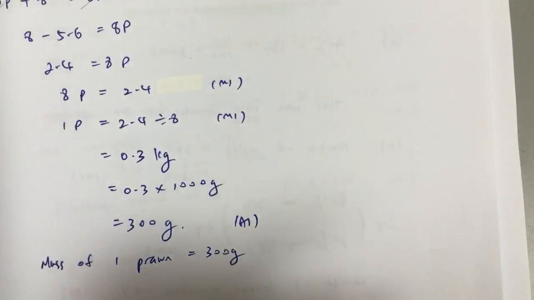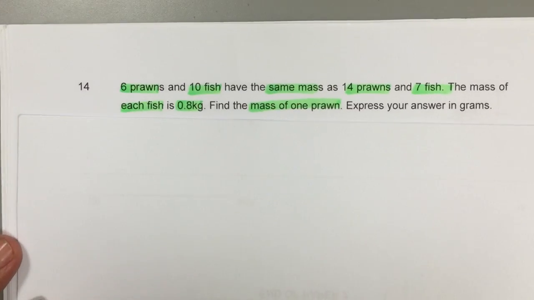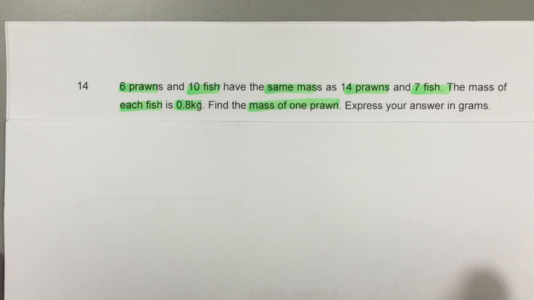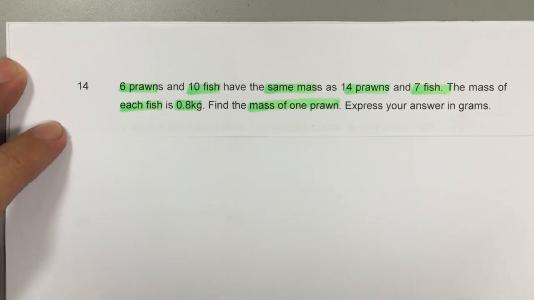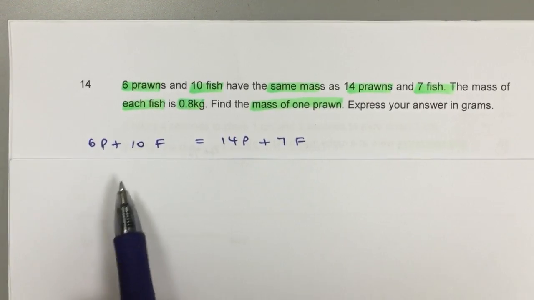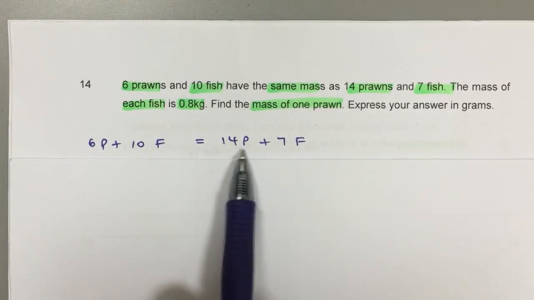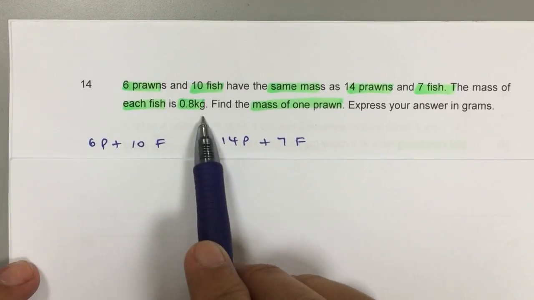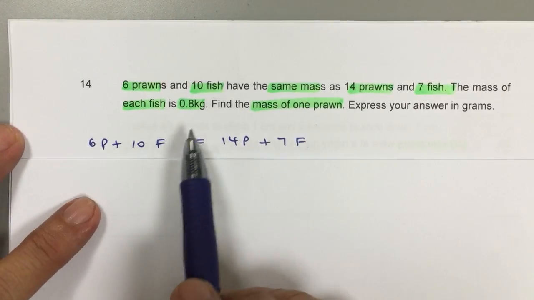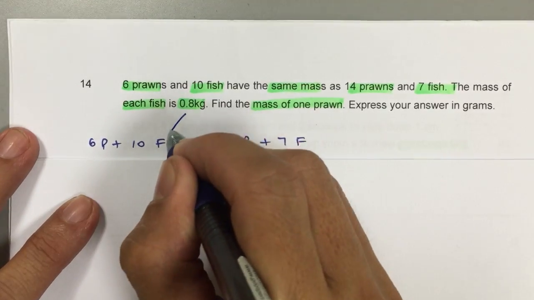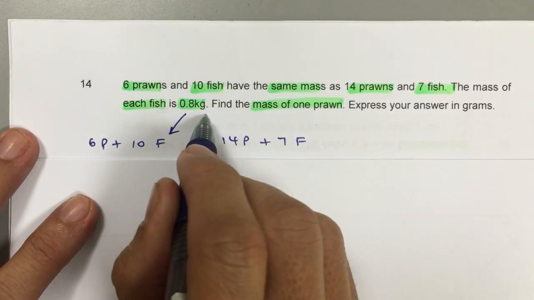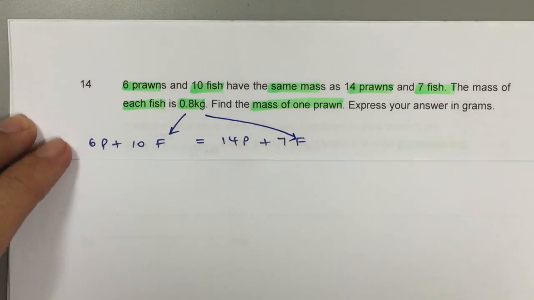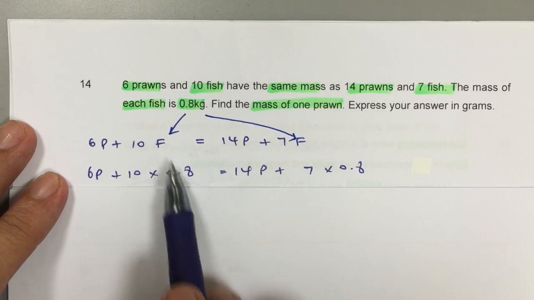Question 14. Six ponds and 10 fish have the same mass as 14 ponds and 7 fishes. So I put down 6 ponds and 10 fish, same as 14 ponds and 7 fish, same mass. The mass of each fish is 0.8. Find the mass of 1 pond. So fish I know is 0.8, so I substitute inside. I replace, I put in the value. So I times 10 times 0.8 and 7 times 0.8.